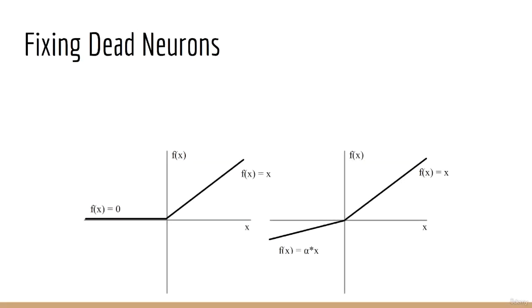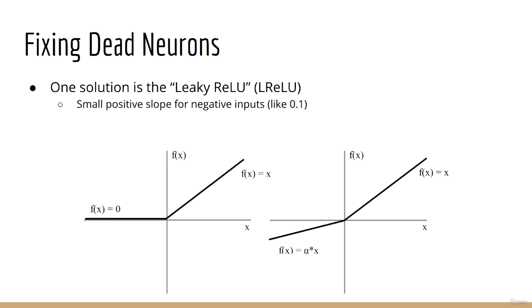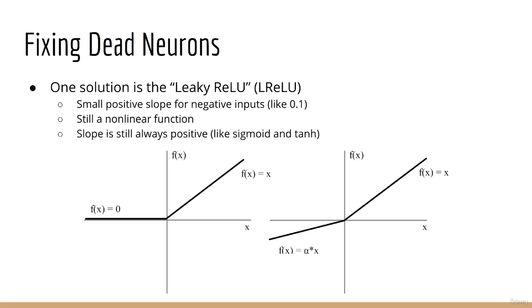Of course, some researchers have tried to make modifications to the simple ReLU to solve this problem of dead neurons. One alternative is the leaky ReLU, which has a slope of less than 1, like 0.1, for values less than 0. Importantly, this is still a nonlinear function, so we're able to learn nonlinear geometrical patterns. Using the leaky ReLU, your derivatives will always be positive, just like the sigmoid and the Tanh.